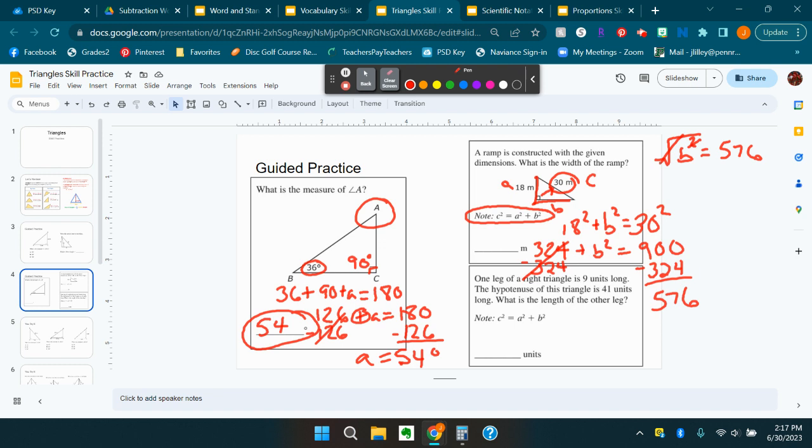So that cancels out. And if I plug into my calculator the square root of 576, then I will have my answer, my missing side. When I do that, I'm going to get 24 as my answer.